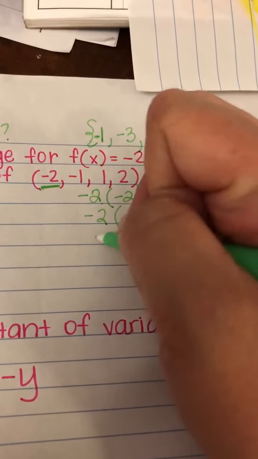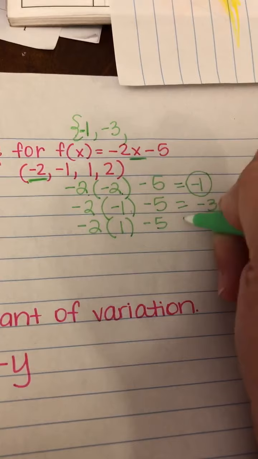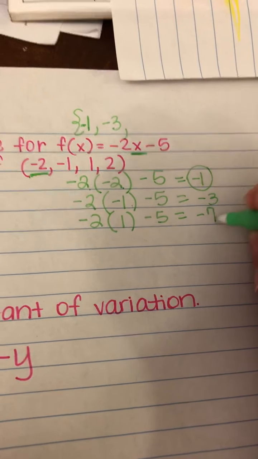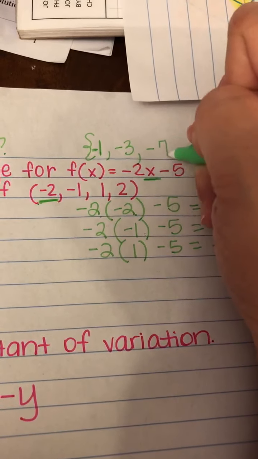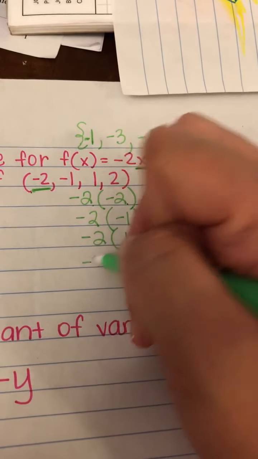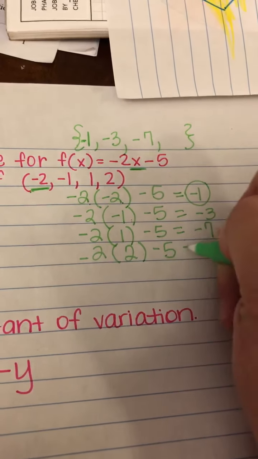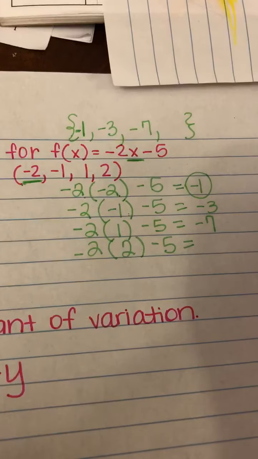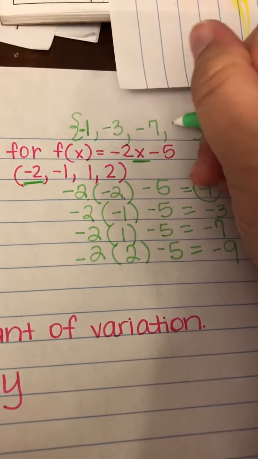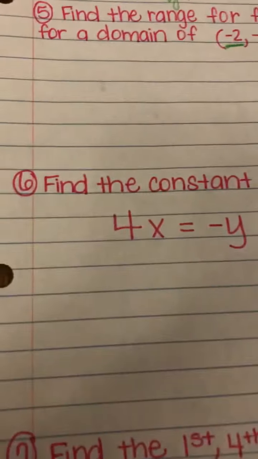out. And then you would do your -2 times 1 minus 5. So that's -2. -2 minus 5 is -7. So that would be the third number in your range. And then last but not least, you would do -2 times 2 minus 5. That's going to give you -4 when you multiply. -4 minus 5 gives you -9. So that would be your range for the given function.